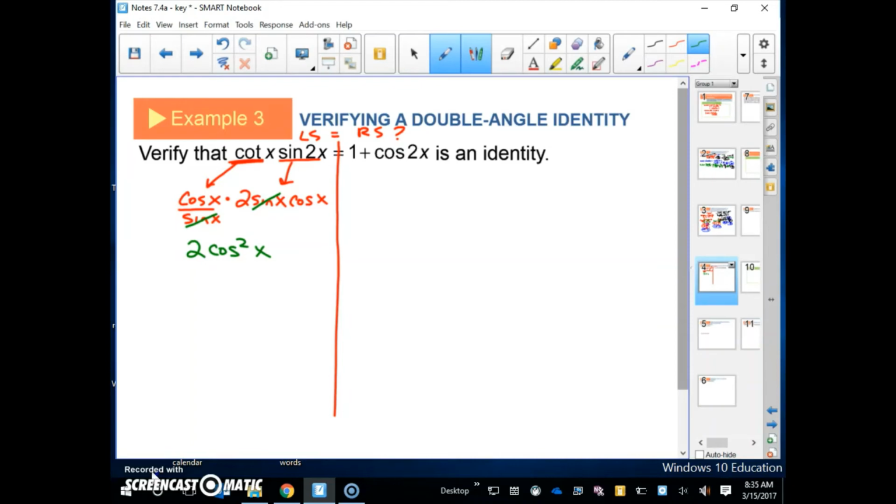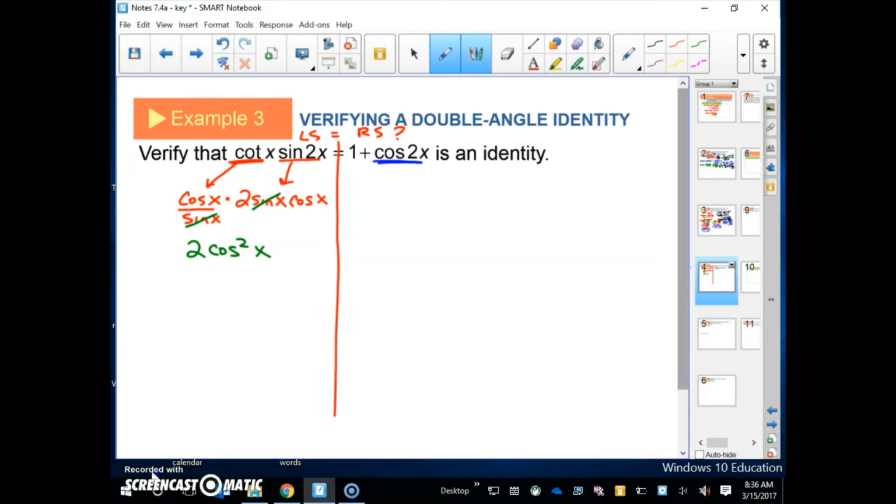And so I'm kind of stuck there. I don't really know what to do. It doesn't look exactly like the right side, but let's say we're stuck. Let's go over and work on the other side. Because on the other side, I see another identity. Okay? I see 1 plus cosine 2x, but cosine 2x I can do something with.